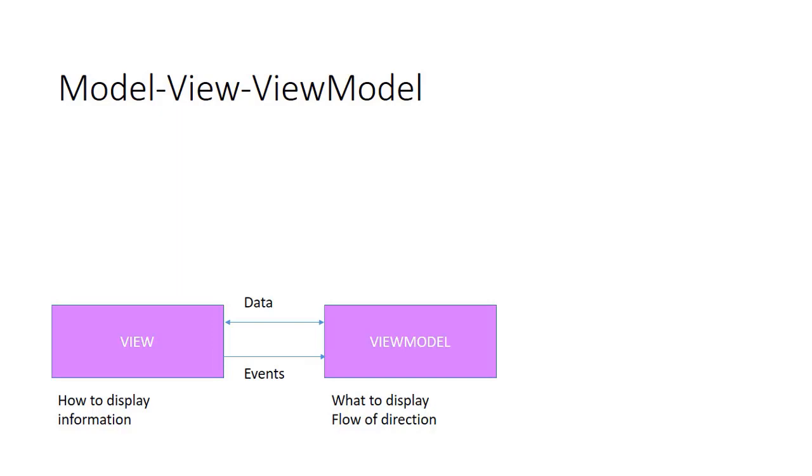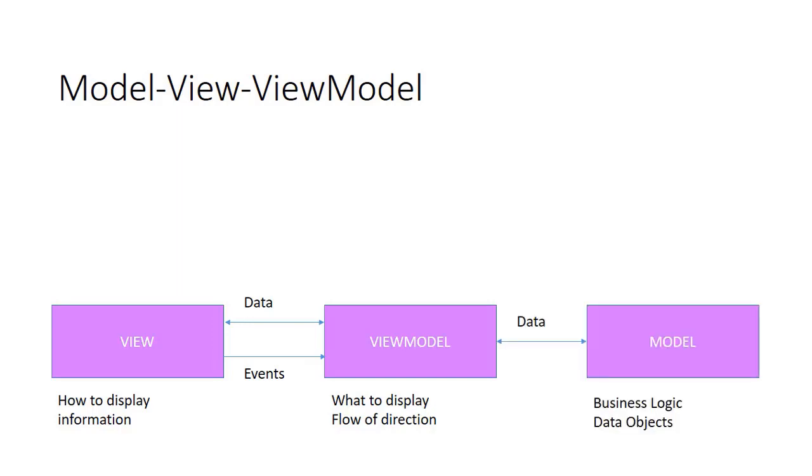In addition, when the view has some events such as the click of a button, it will pass that to the view model. The view model will interact and pass some data back. So under the hood, what is this view model doing? Well, this view model is interacting with your model, your business logic, your data objects, maybe your Azure storage or anywhere your data is living. So this way, your view is not talking directly to the data. It's talking via the view model.